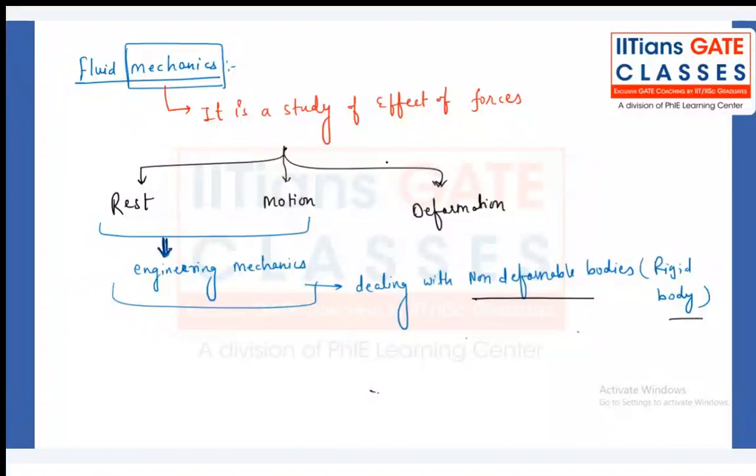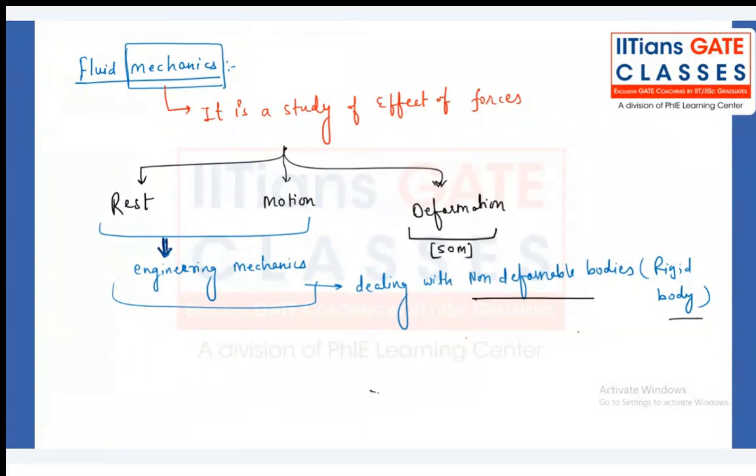Now, what you have studied, or are studying till now in engineering mechanics, basically deals with non-deformable bodies, rigid bodies. When the body is under rest or motion, those types of analysis we are doing in engineering mechanics. What about deformation? This deformation we are going to study in strength of material.